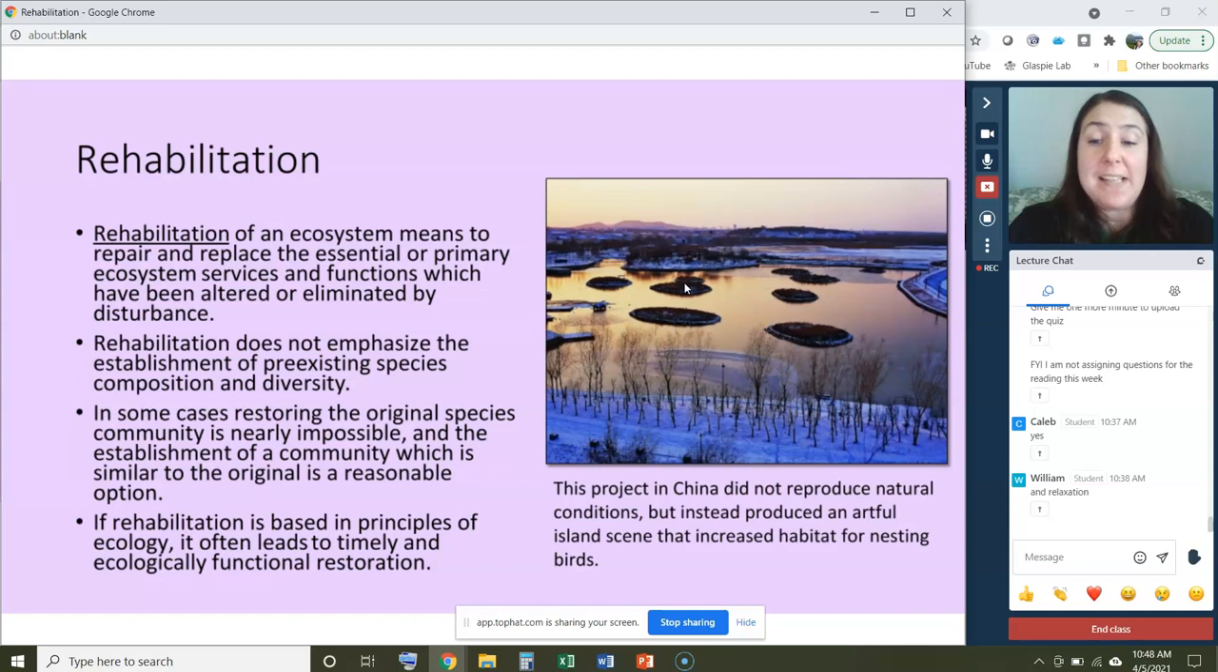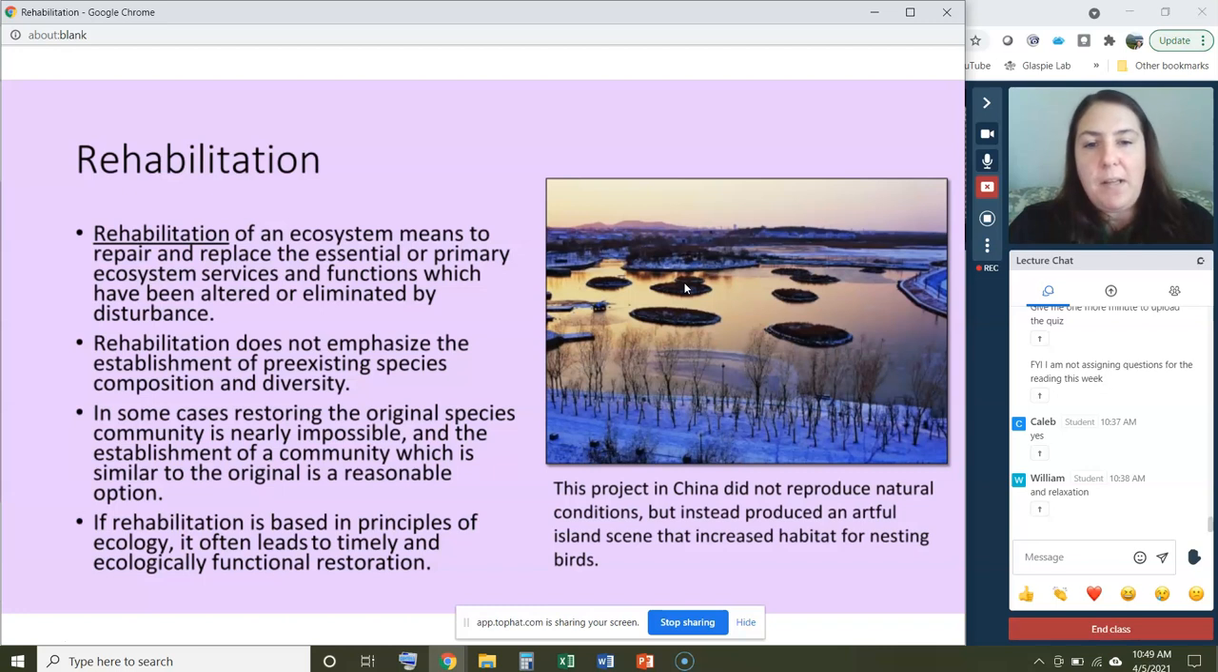Rehabilitation might be necessary or ideal in some cases where restoring the original species community is nearly impossible. That can be the case if, for instance, a species has gone extinct, and so some species that you needed to restore the native community is gone, or for whatever reason that species can no longer grow there, like for instance because of climate change. And so if you're trying to restore a community that has been phased out by warming temperatures or will be phased out in the near future, you probably can't restore the original community. So you're going to restore something that's similar, and that's a reasonable option.